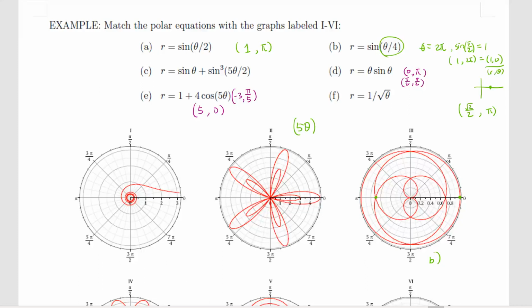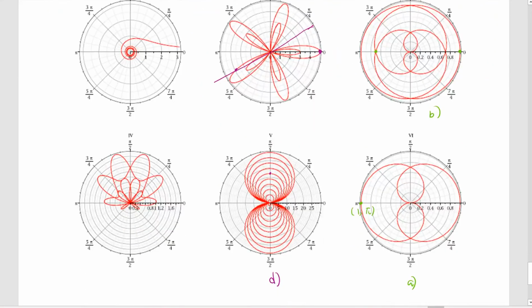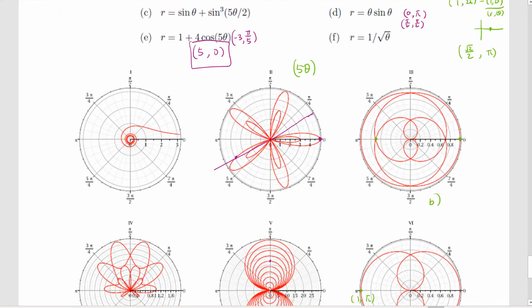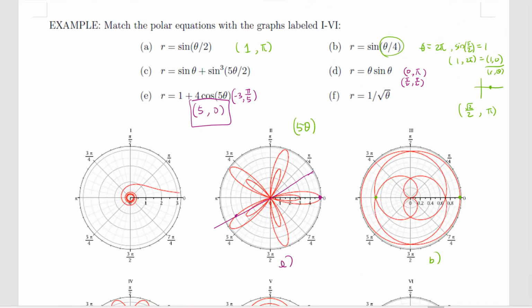So the point is 5, 0. We don't quite see this point in some pictures. But in this picture, you can see 5, 0 is right here. And the 5 pi over 5 is somewhere here, and we get -3, which corresponds to this point. Just from the point 5, 0, we can rule out many cases. So we get that this is E.